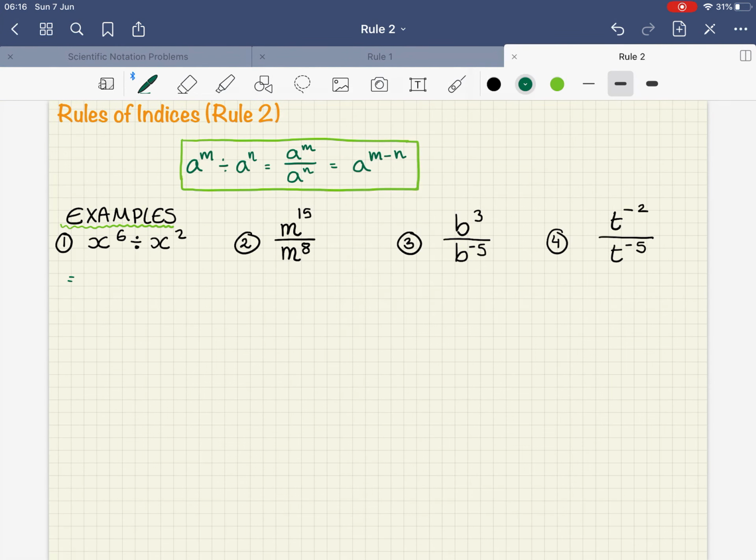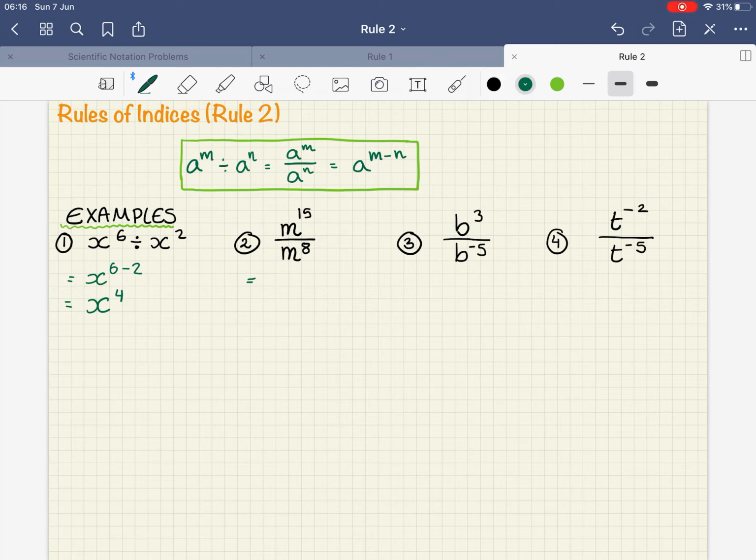So this first one, we have x to the power 6 divided by x to the power 2. So remember, we're taking away the powers this time. And so my final answer is just going to be x to the power 4. And the key thing, make sure you're reading left to right. So whatever's at the front is going to be at the front for your subtraction, or whatever's at the top is going to be at the front for your subtraction. So just keep that in mind when you're doing these.